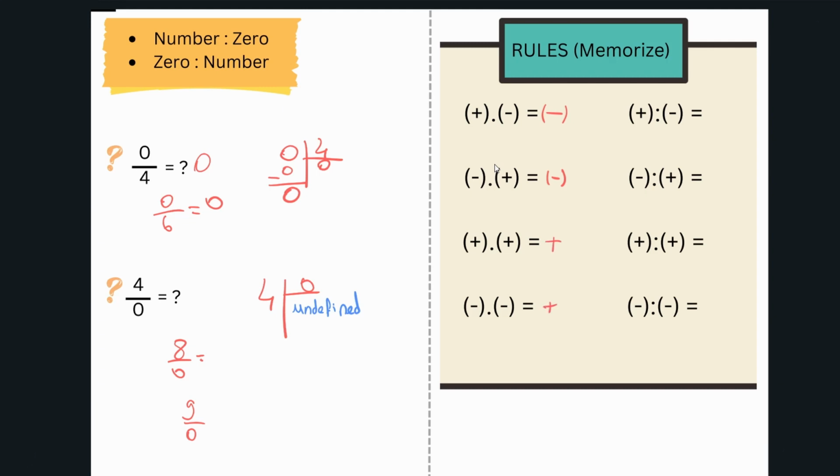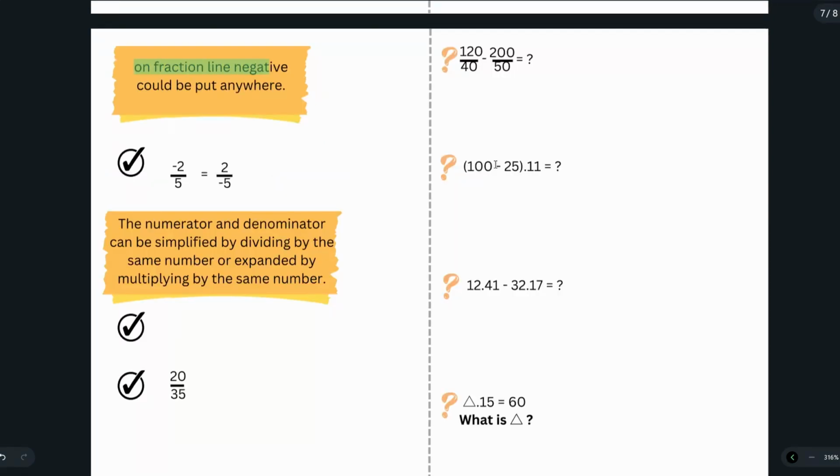When doing the division, it's the exact same thing. So negative, negative, and positive, positive. Remember to definitely memorize these. Here's another rule. On the fraction line, negative could be put anywhere. So negative 2 over 5 is the exact same thing as saying 2 over negative 5.